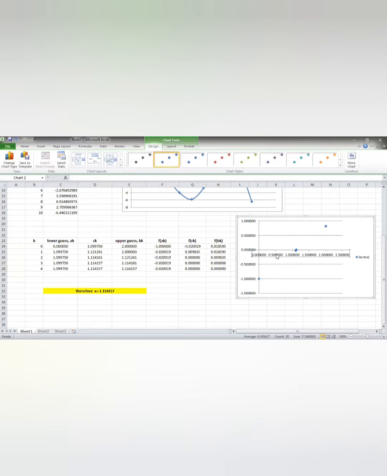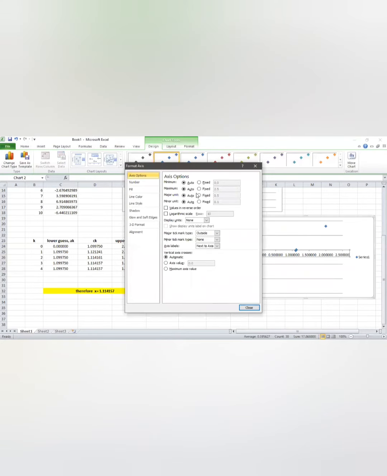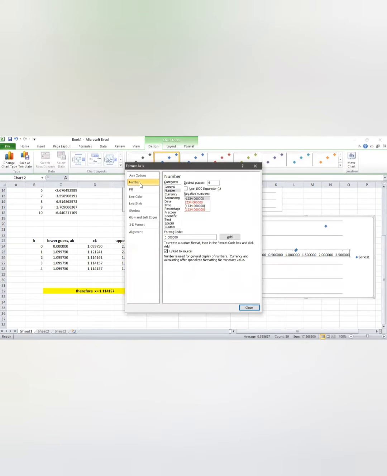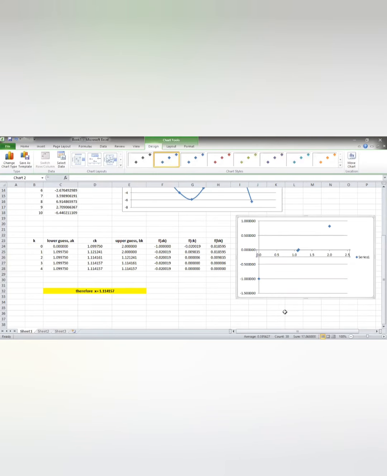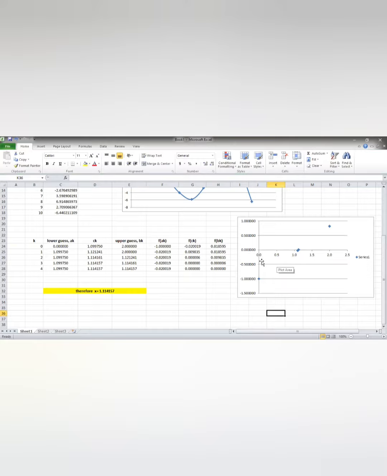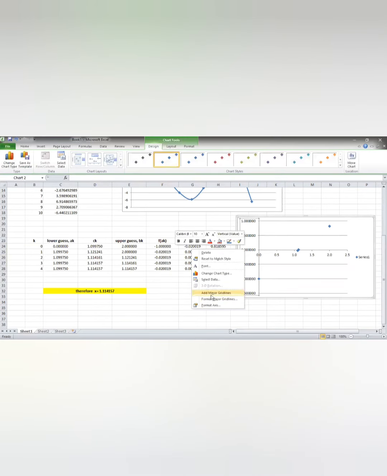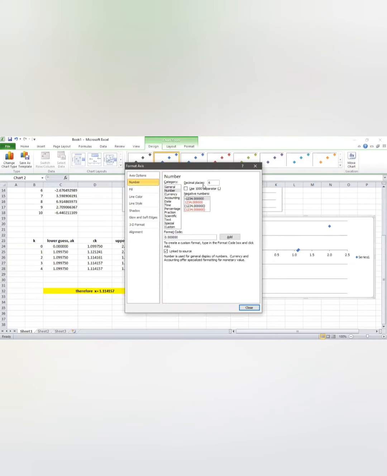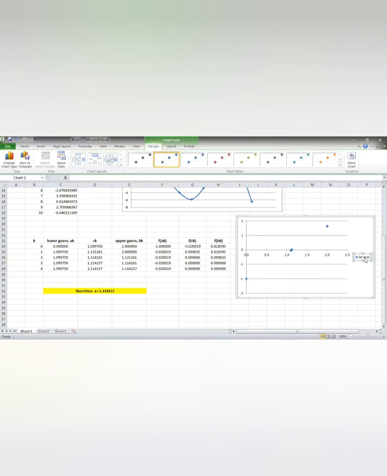Okay, we have this to edit the axis. I have to consider 1 decimal place. So the interval is by 0.5. Here we can also edit. So this will be a whole number, so I will input 0.